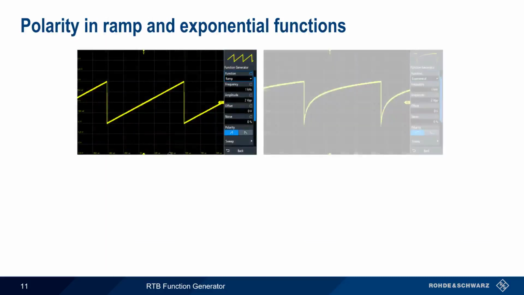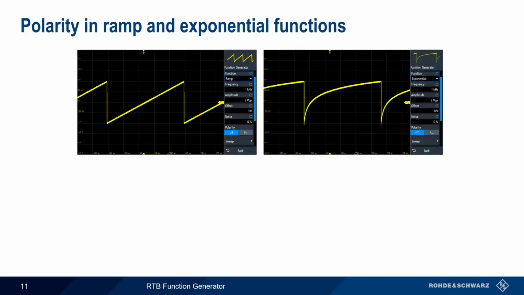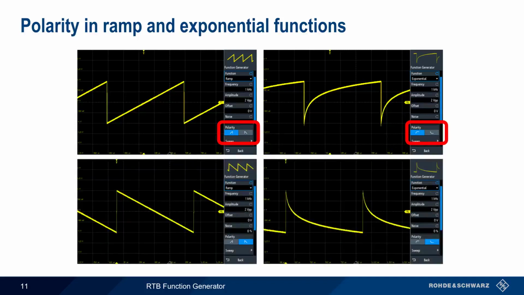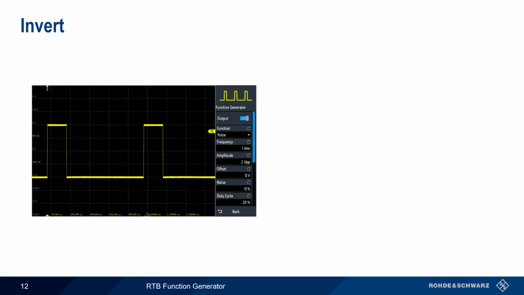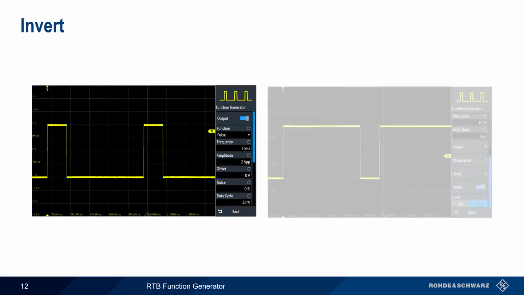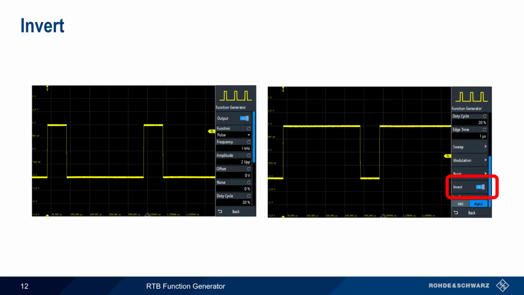For both ramp and exponential waveforms, there's an additional polarity indicator that determines whether the waveform starts low and goes high, as shown in these screenshots, or whether the waveform starts high and then goes low, as shown in the screenshots at the bottom. A final basic parameter is invert, which simply swaps or inverts the high and low states of the configured waveform.